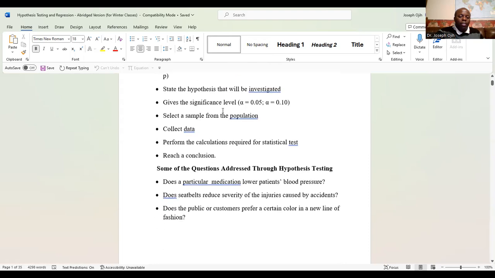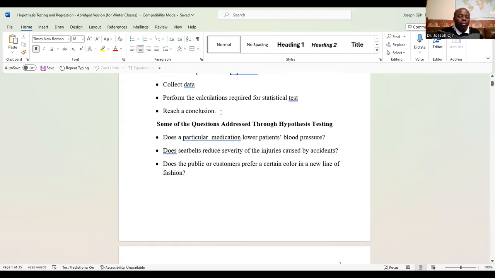In statistical hypothesis testing, we use it for a lot of things. For example, we might use it to answer questions like this. Does a particular medication lower patients' blood pressure? Does a seatbelt reduce the severity of injuries caused by accidents? Or does the public or the customer prefer a certain color in a new line of fashion?